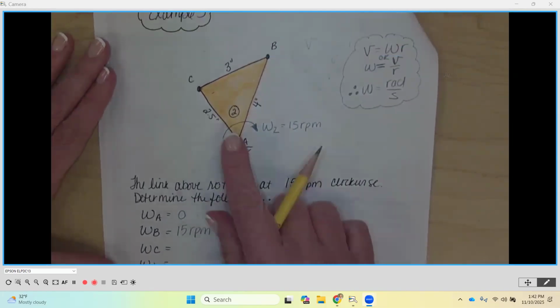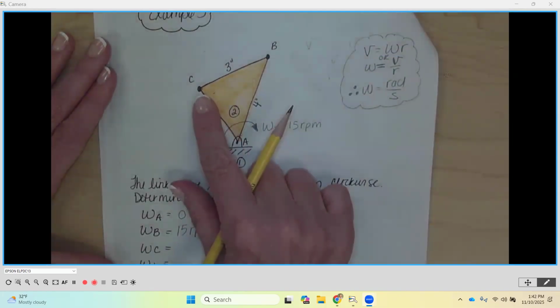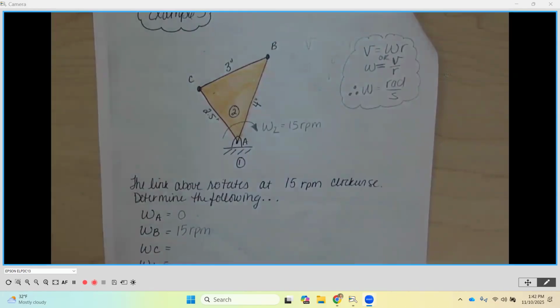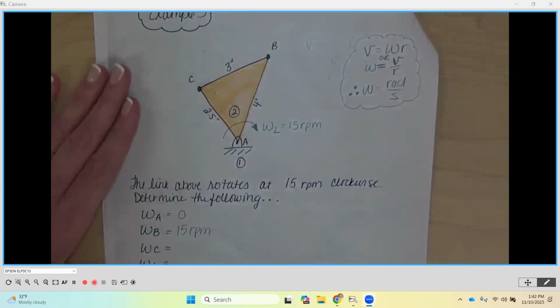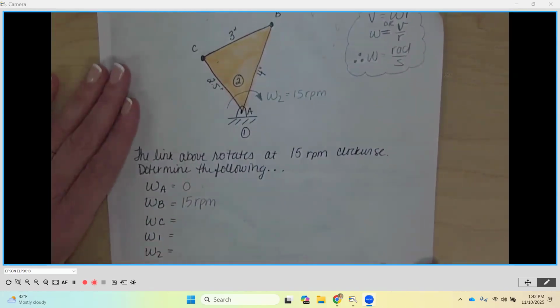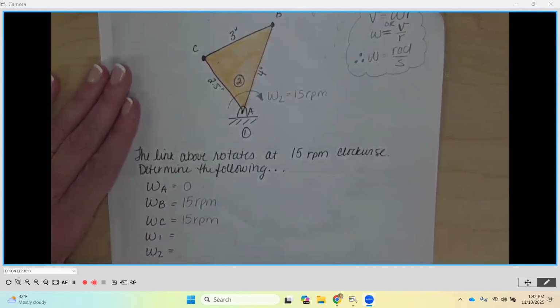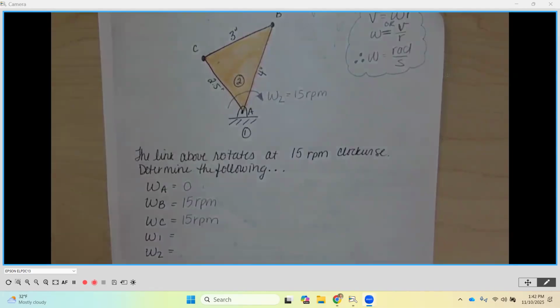That same logic applies for point C. What would the W of C be? The angular velocity of C. 15 RPMs. Excellent. Okay, so any questions about those three yet?